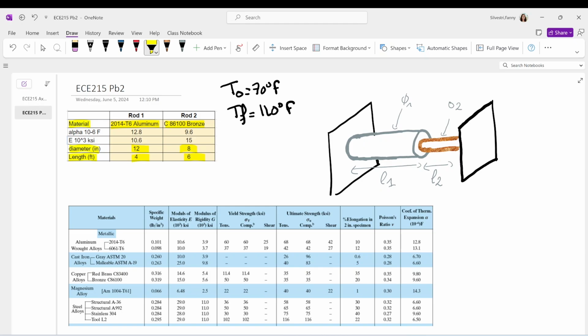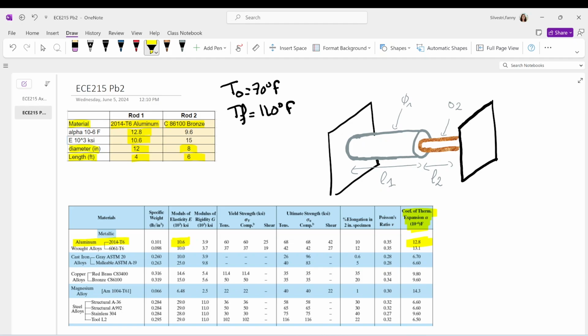Okay, let's keep going to the right. L2 is a bit longer. But you can find the information that you will need in your table with the properties of materials. So we have the aluminium, 2014-T6 aluminium, this one. In that table, we will go grab the E, the Young's modulus. This is my 10.6 there. And we will need the coefficient of thermal expansion, the 12.8. So this is my 12.8 there.